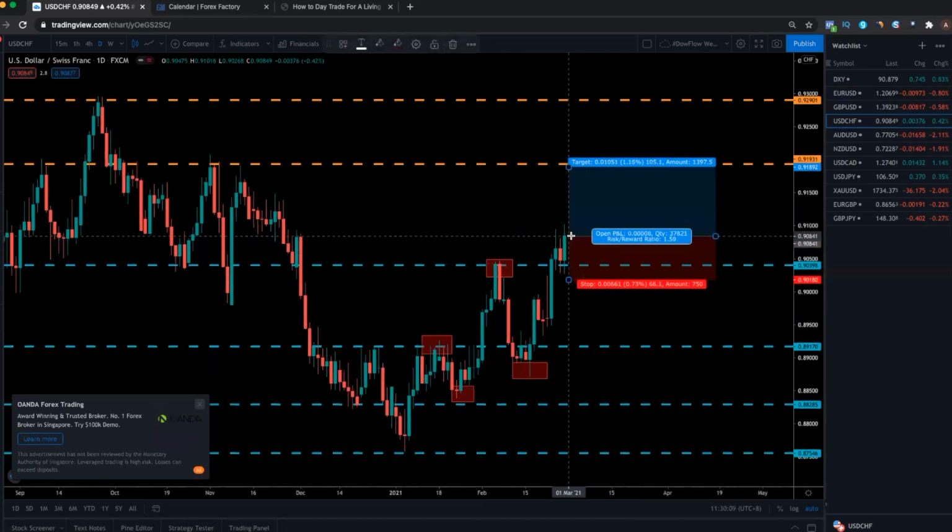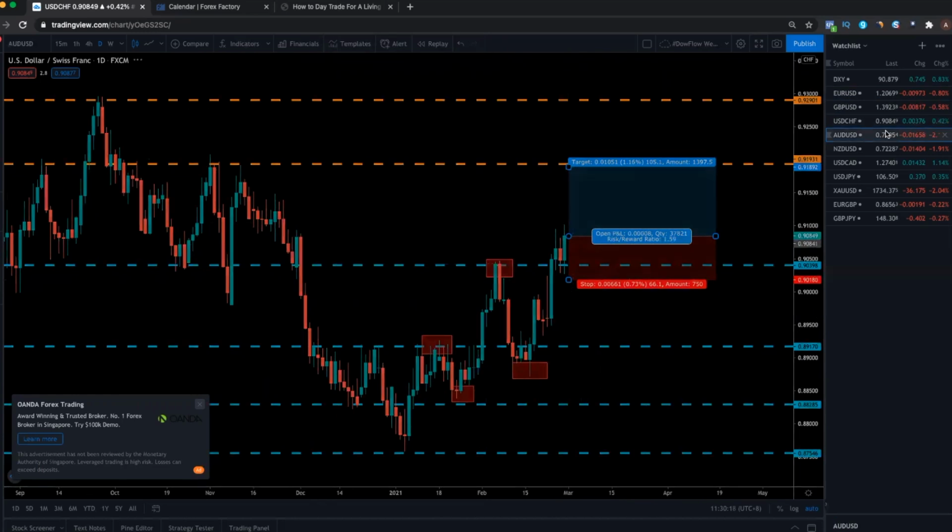You can go ahead and take it on Monday, and also a pretty decent risk to reward of 1:1.59. So do watch out for dollar franc. I think this is a very good trade to focus on.